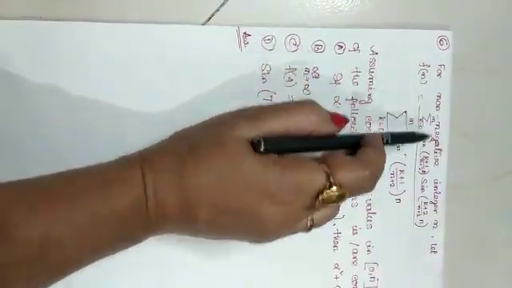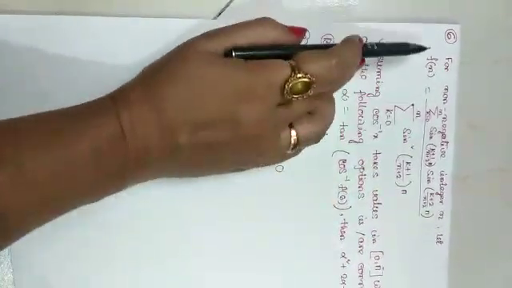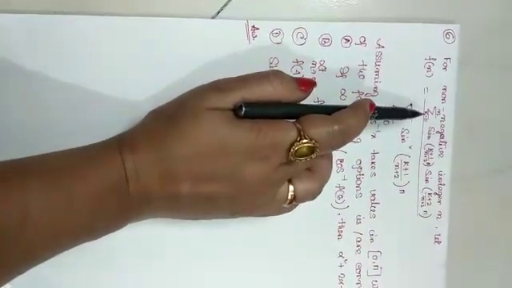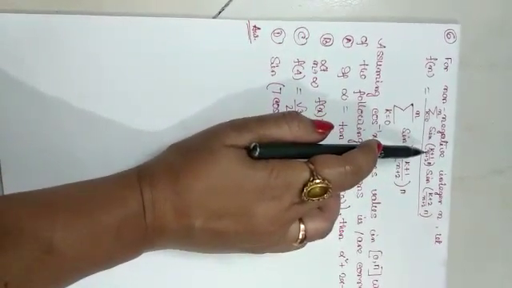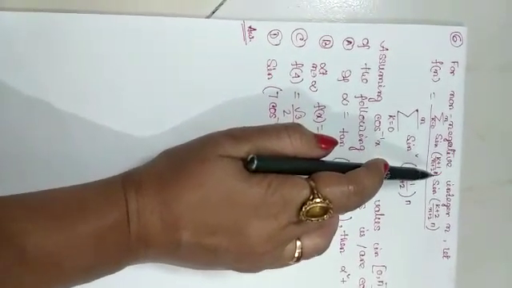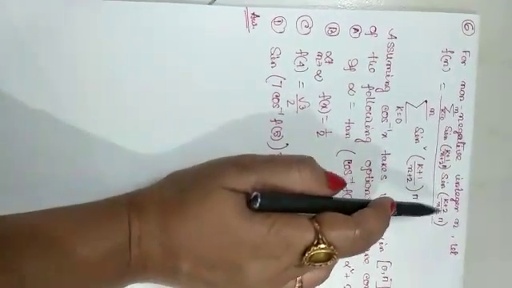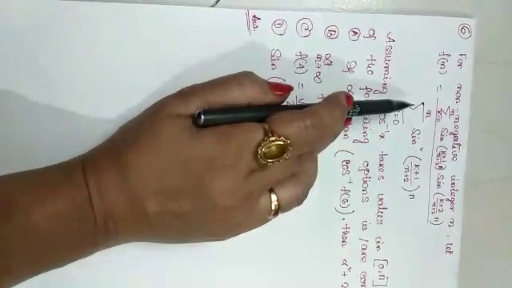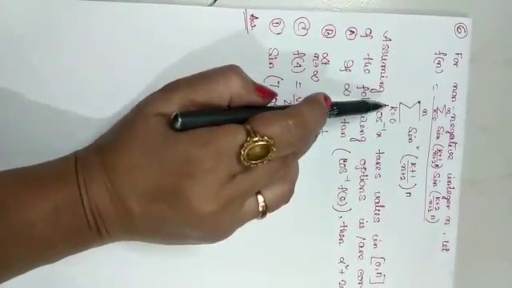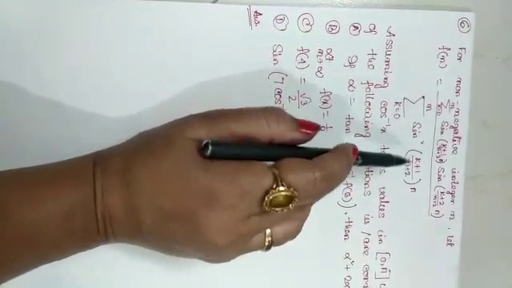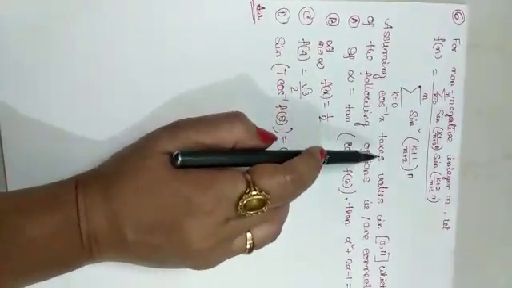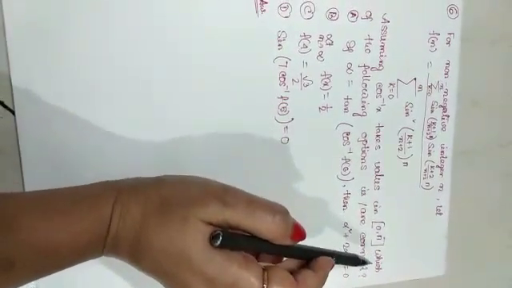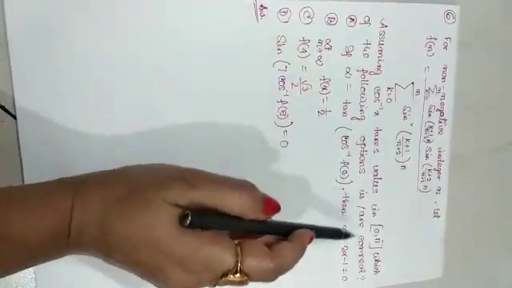Starting with question number 6. For non-negative integer n, let f_n be equal to the summation from k equals 0 to n of sine of (k+1)/(n+2) times pi, sine of (k+2)/(n+2) times pi, divided by the summation from k equals 0 to n of sine squared of (k+1)/(n+2) times pi, assuming cos inverse takes value in 0 to pi. Which of the following options are correct?